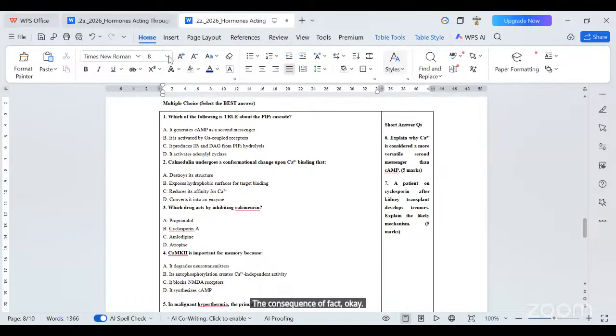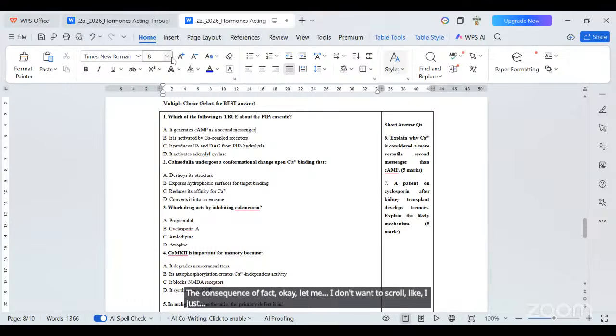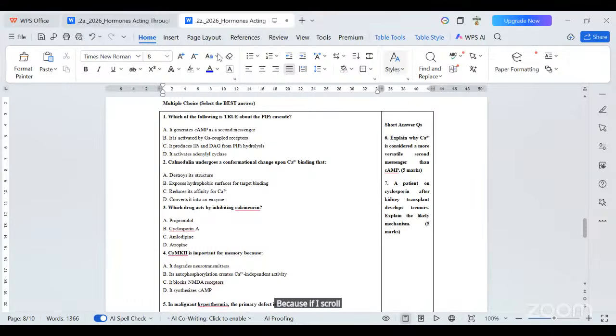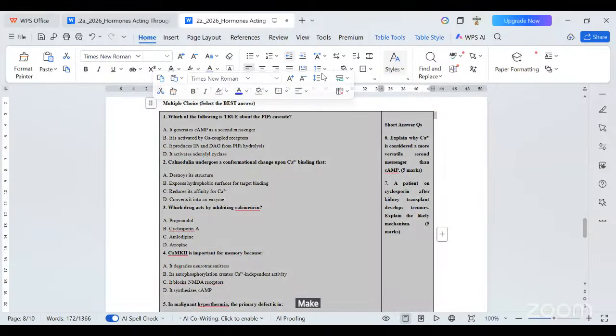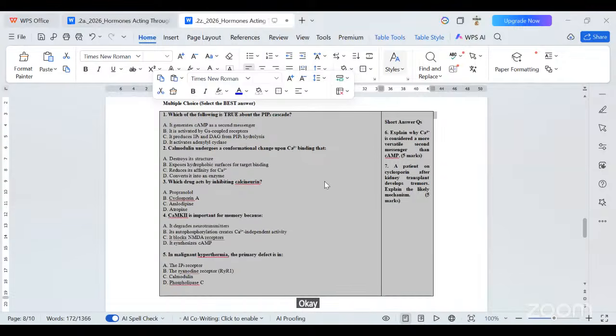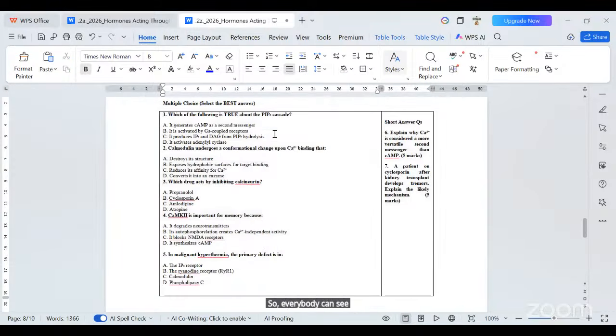Okay, I don't want to scroll. Please, I'm still trying to set it, because if I scroll, somebody in question 1 will not see question 1. So please just be patient. Be answering the ones you can see while I try to make it into just one sheet. Yes, I want it on one page so everybody can see all the questions at once. So I'll just give us 5 minutes.